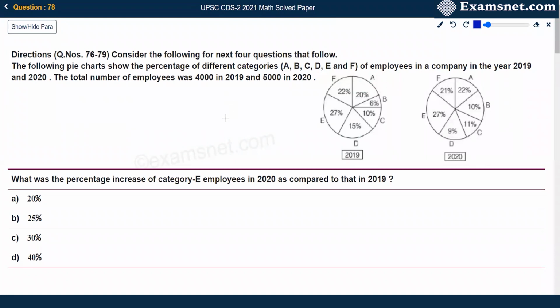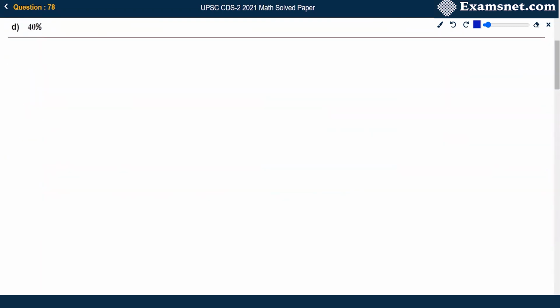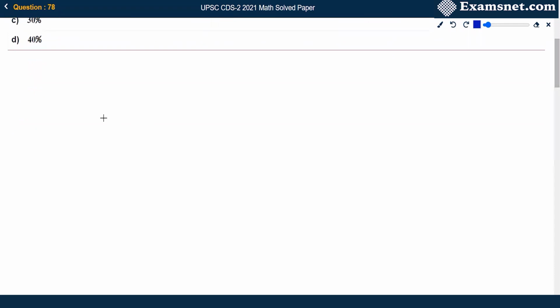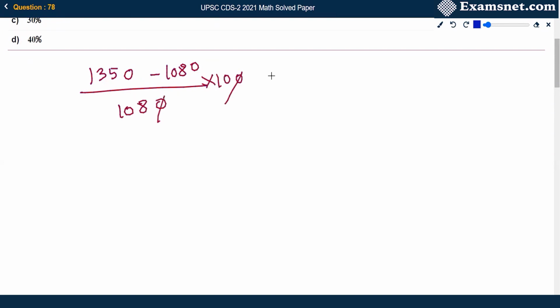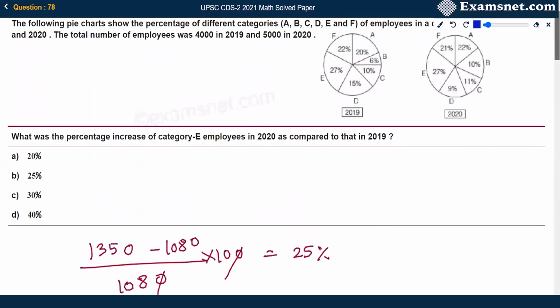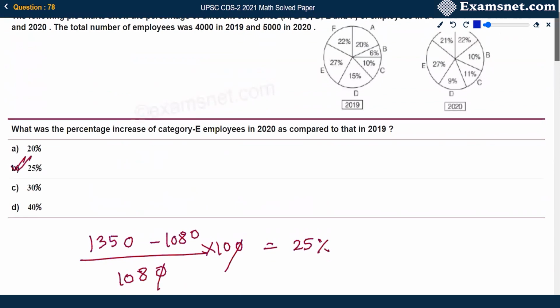Again, it is the continuation of the previous question. So they asked what was the percentage increase for category E employees in 2020 as compared to that in 2019. I have already shown you in the previous sum, question number 77. If you want, again, I can show it to you. So for employee E, the changes, look, in 2020, the number is 1350. In 2019, the number is 1080. So that means the changes here 25%. So here option B is the correct answer. 25% is the changes.